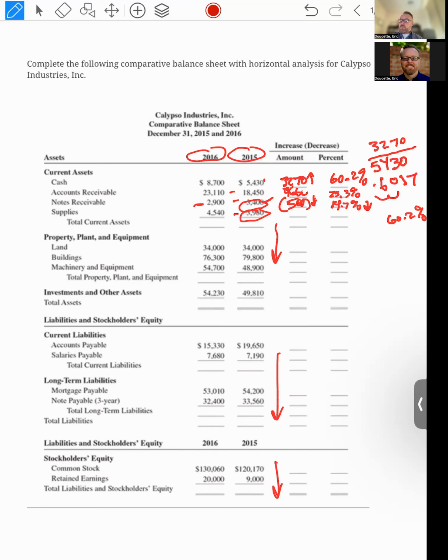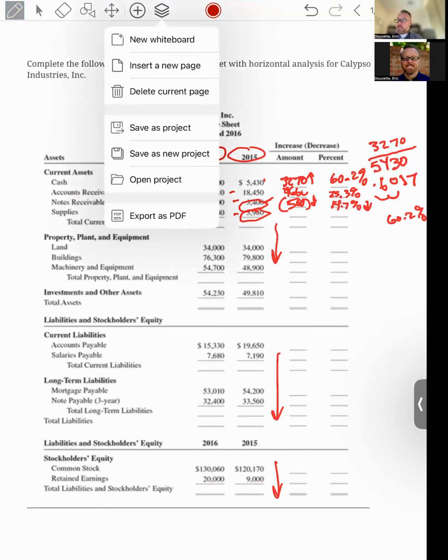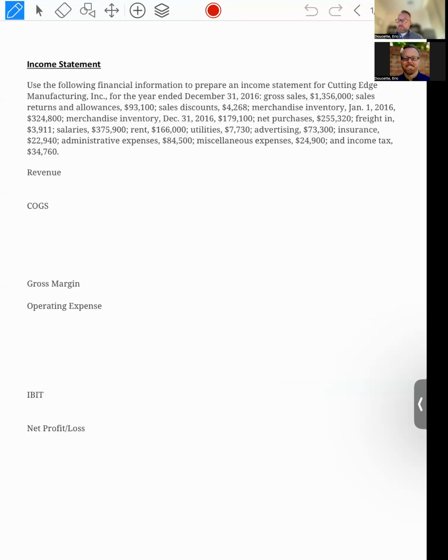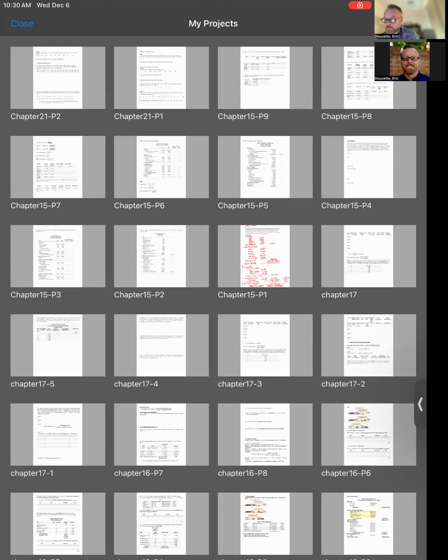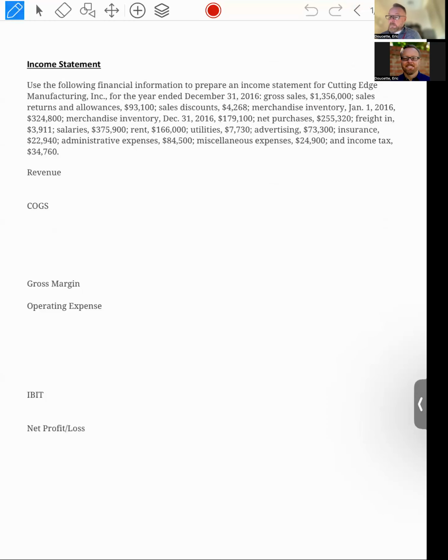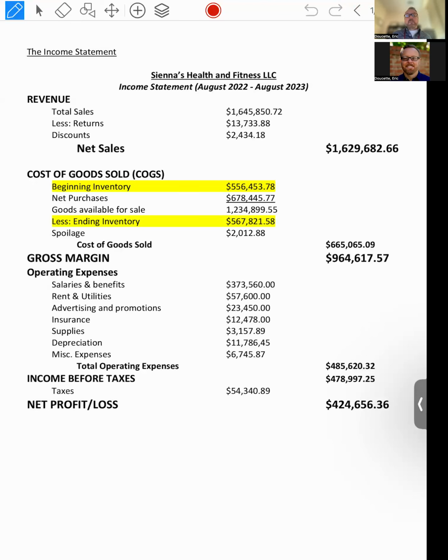All right, so now we're going to take a look at an income statement. So this is going to be page number 4. All right. So now we're looking at an income statement. Before I look at this one, I'm going to go to the original income statement I showed you guys a couple of weeks ago. So let me see if I can find that. It is right here. All right. So here is an income statement.